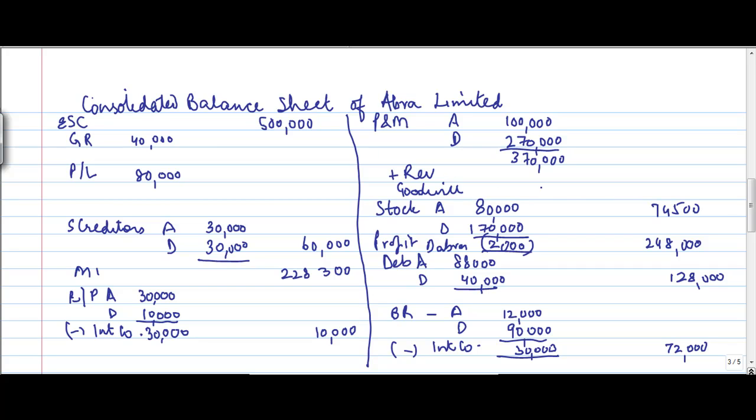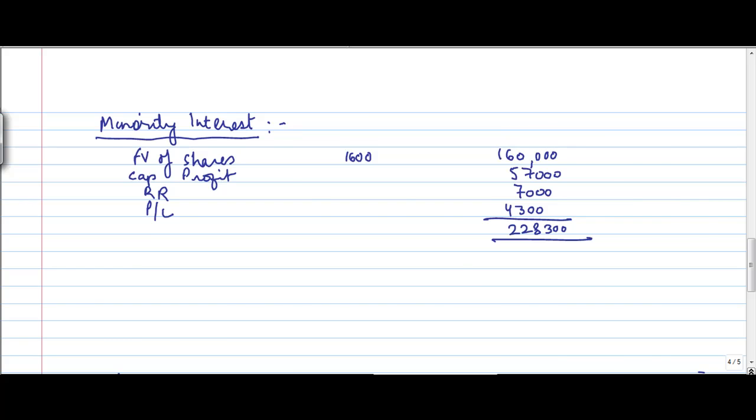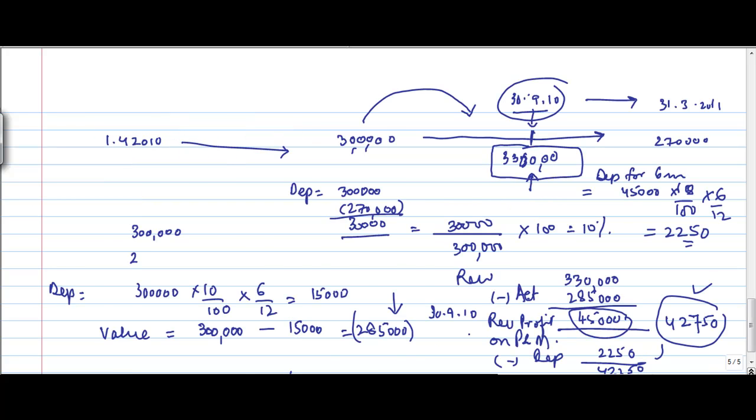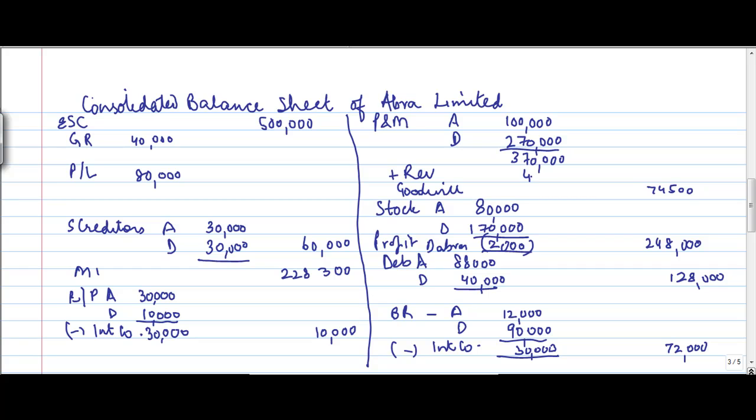Now, there was some addition on account of revaluation of the plant and machinery. Let's go there. It was how much? 42,750. So we add 42,750 here. This is the revaluation net of depreciation. Right? So this will give you 412,500. Okay, let's move to the general reserve.